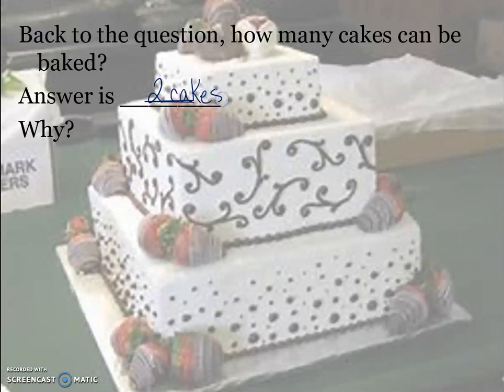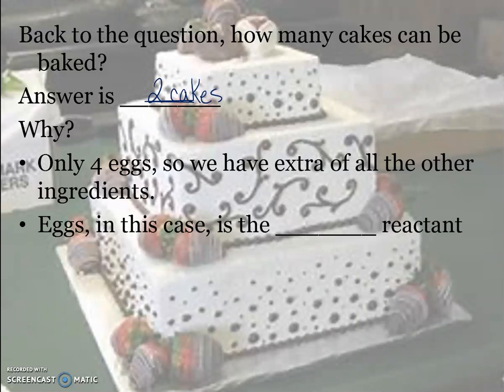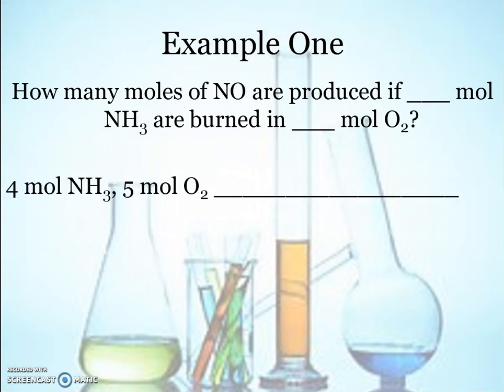And the question is why? Because everything else runs out. Or rather, this runs out and everything else is still there. If you make a cake without eggs, it's not a cake. It's really kind of gross. So only 4 eggs. We have extra of all the other ingredients. The eggs is what we call our limiting reactant. It limits us from making more product. So how does that work in chemistry? We have limiting reactants in chemistry. They limit us from running the reaction further.